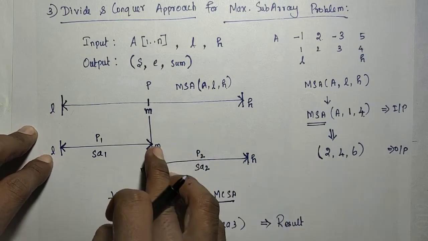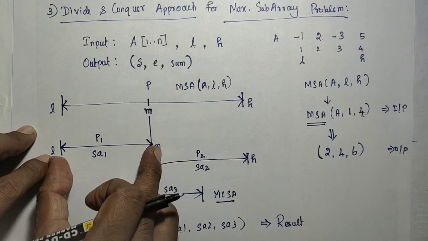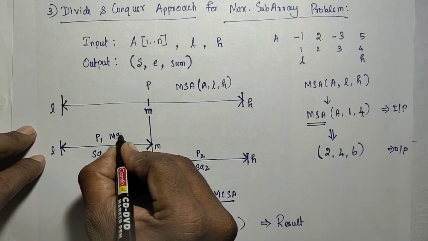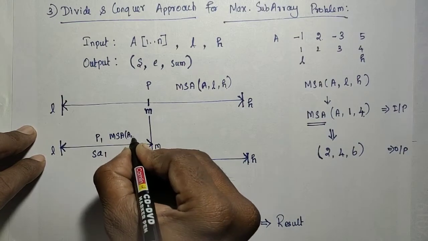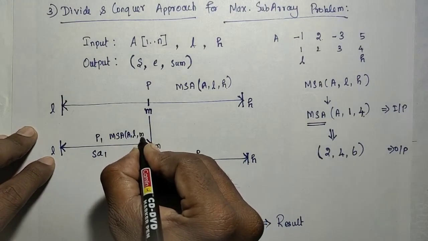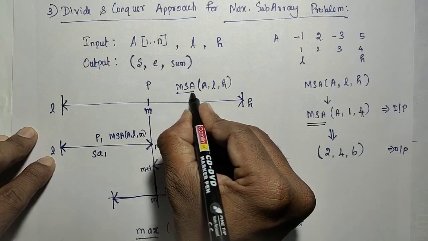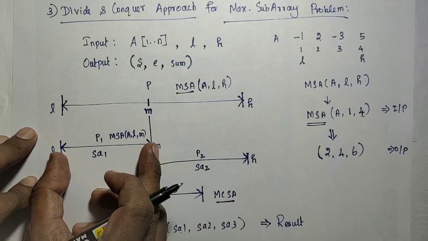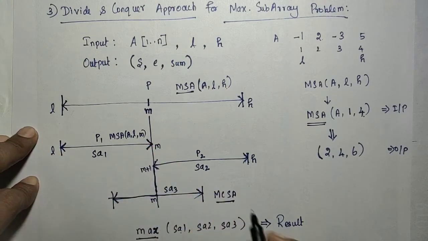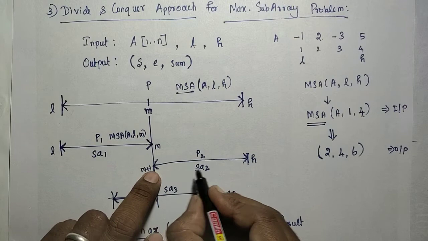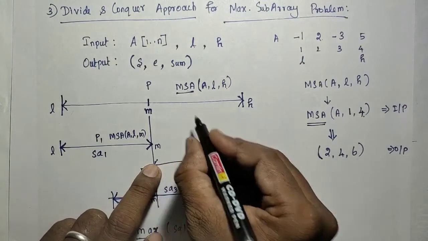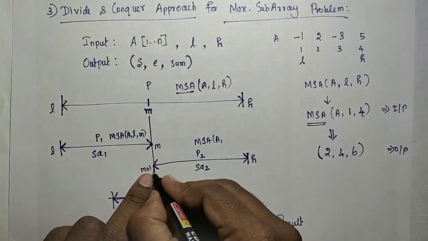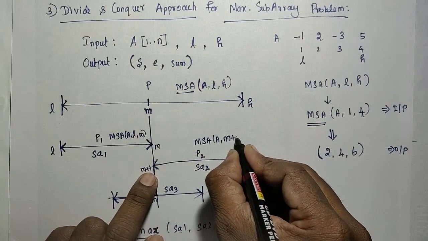So the problem is the same, now reduced to a smaller instance. To obtain this subarray, we need to use the same call, MSA of A comma L comma M. So the same algorithm is applied for finding the maximum subarray from the first half. Similarly, to find the maximum subarray from the second half, we use the same algorithm, MSA of A comma, with the range from M plus 1 to H.